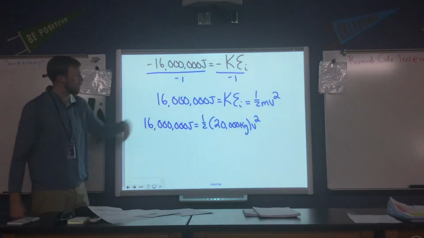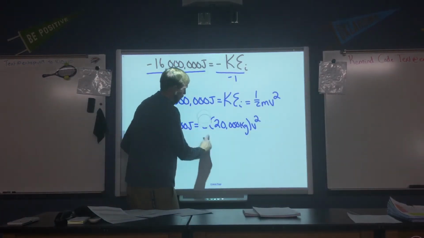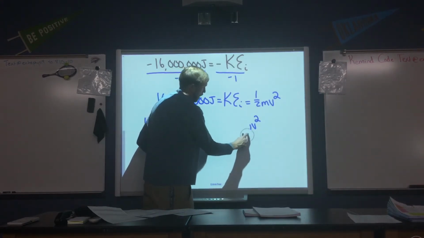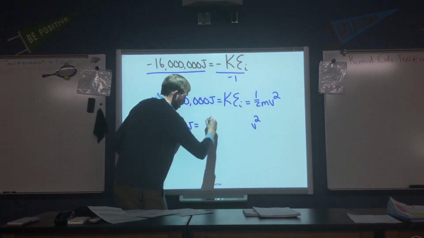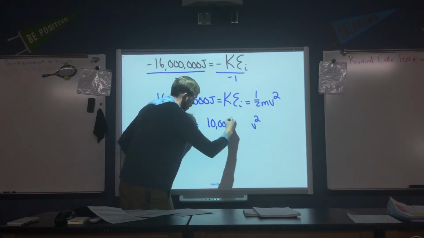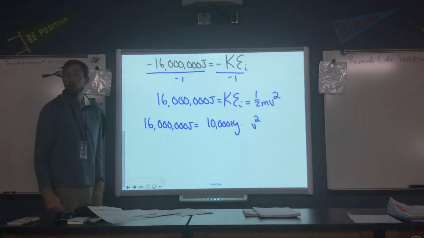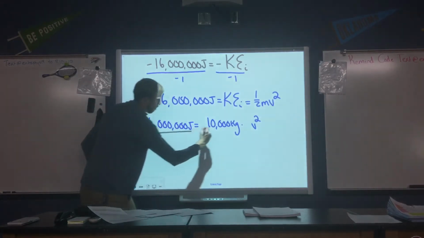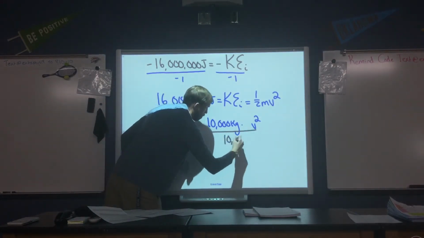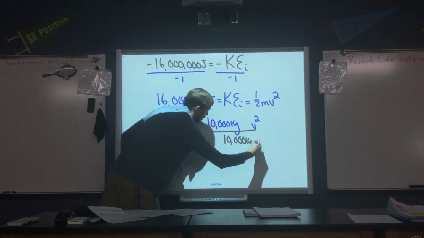Now, I would do a little bit of mental math here. 1/2 multiplied by 20,000 is just going to be 10,000 kilograms. And then I would need to divide by that value and then take a square root to get our velocity term by itself. Let's divide both sides of our equation by 10,000 kilograms.